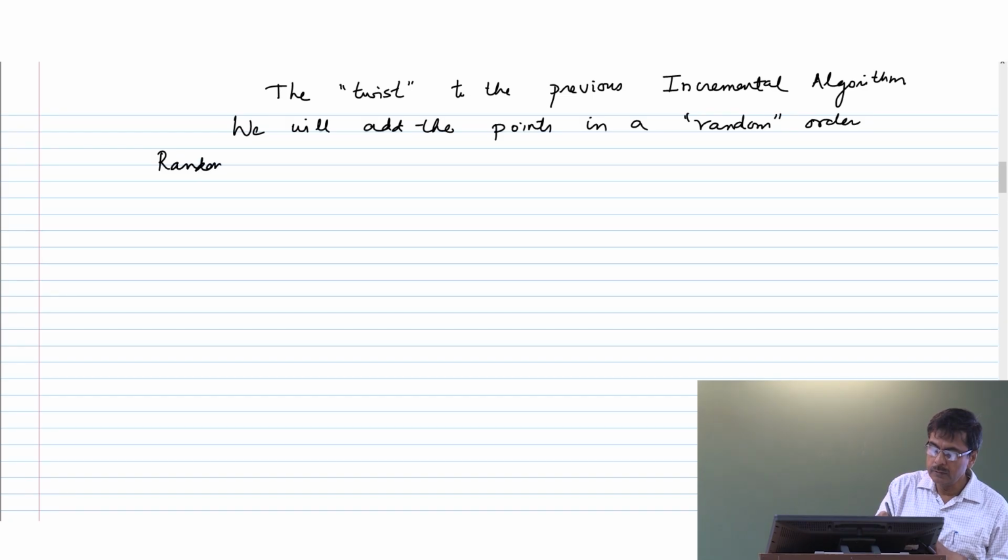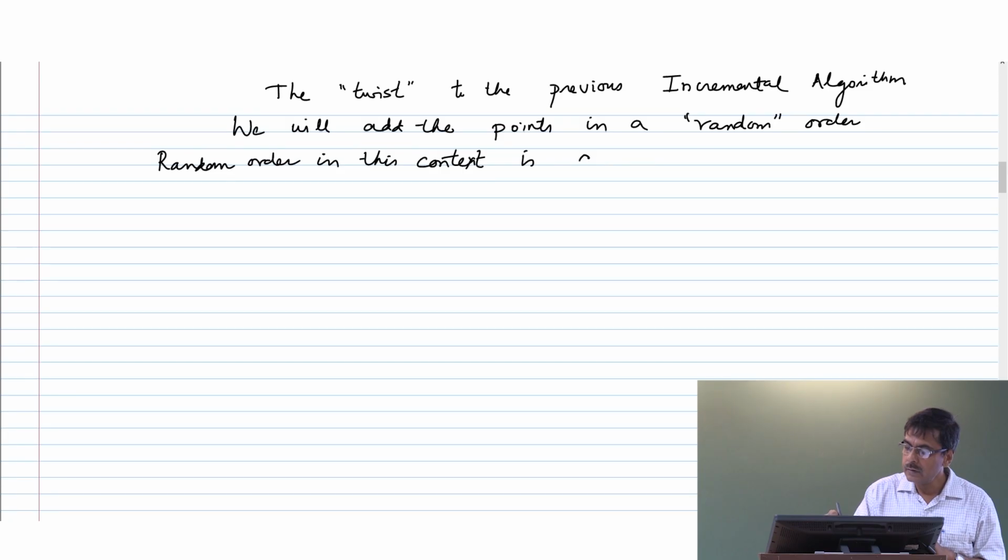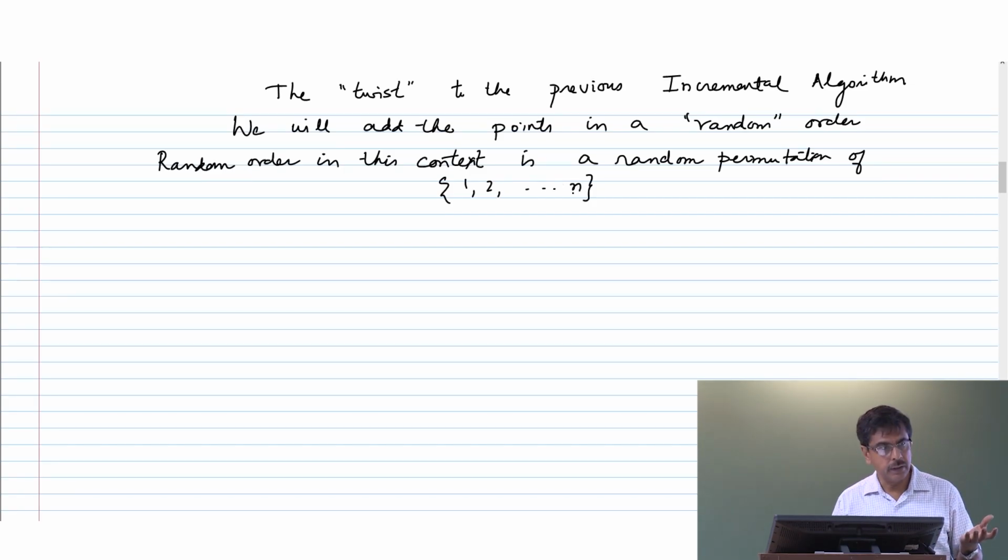Random order in this context is a random permutation. So, these points are given as P1, P2, P3, Pn. I am going to add the points in a random order, okay, where each permutation is equally likely.